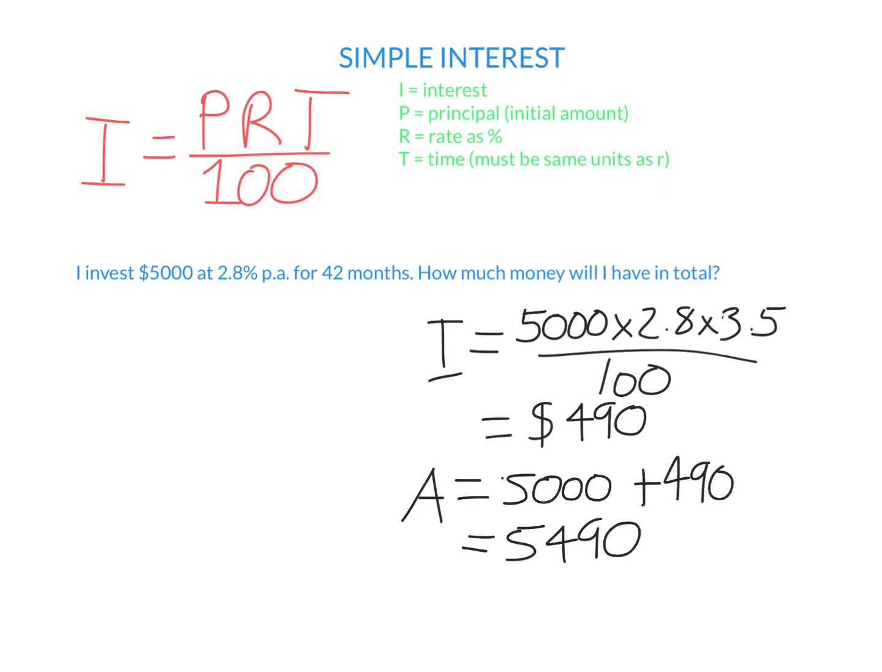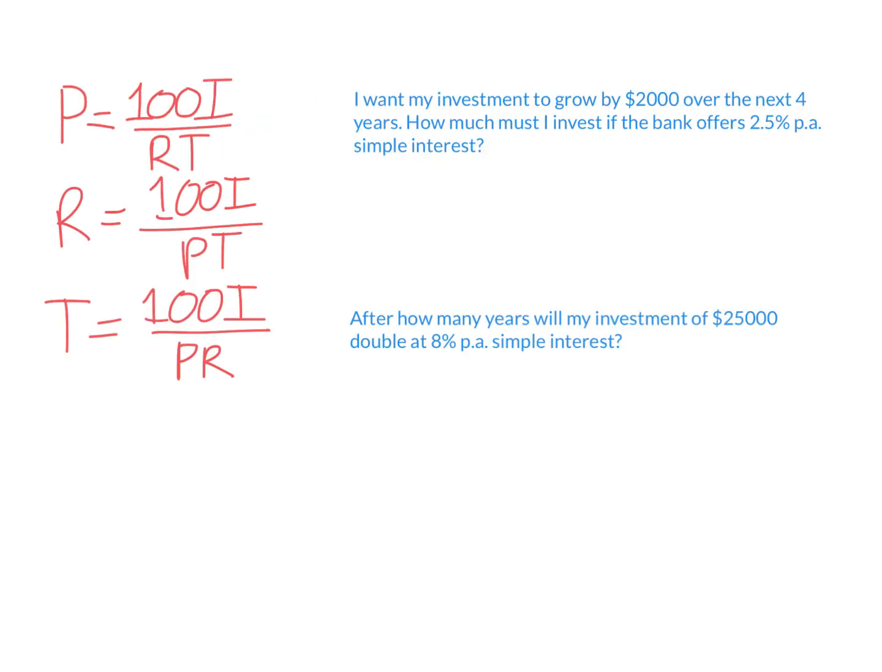All right, let's now look at rearranging the simple interest formula. So I can rearrange the simple interest formula, I equals PRT over 100, to make P, R, or T the subject. You use this one if you're trying to calculate the principal or initial amount, use this one if you want to calculate the rate, and this if you want to calculate the time. So let's look at this example here.